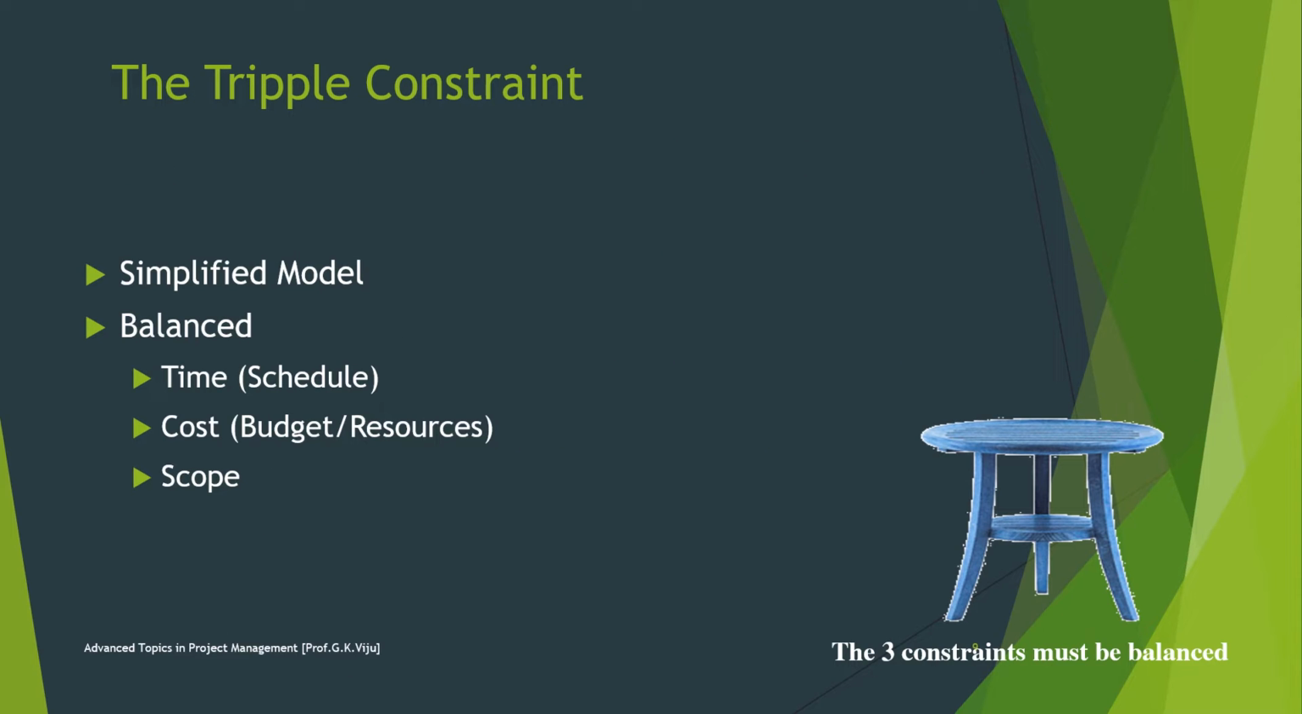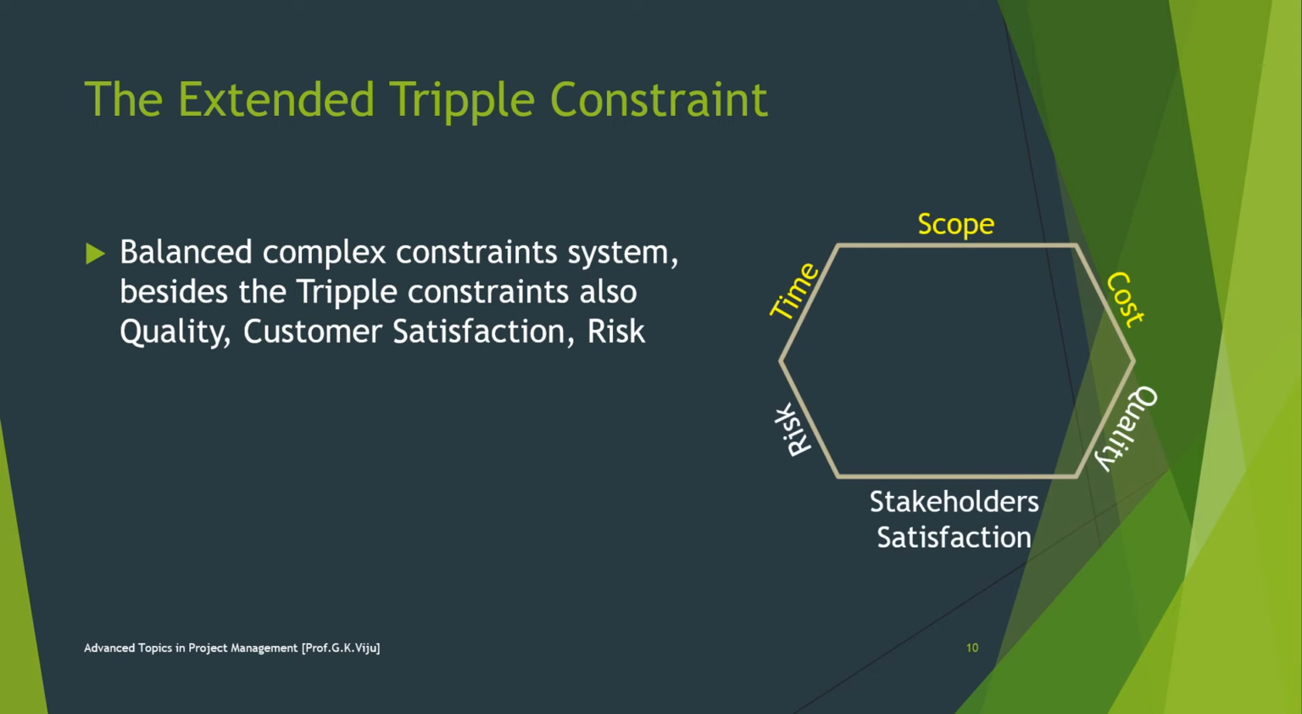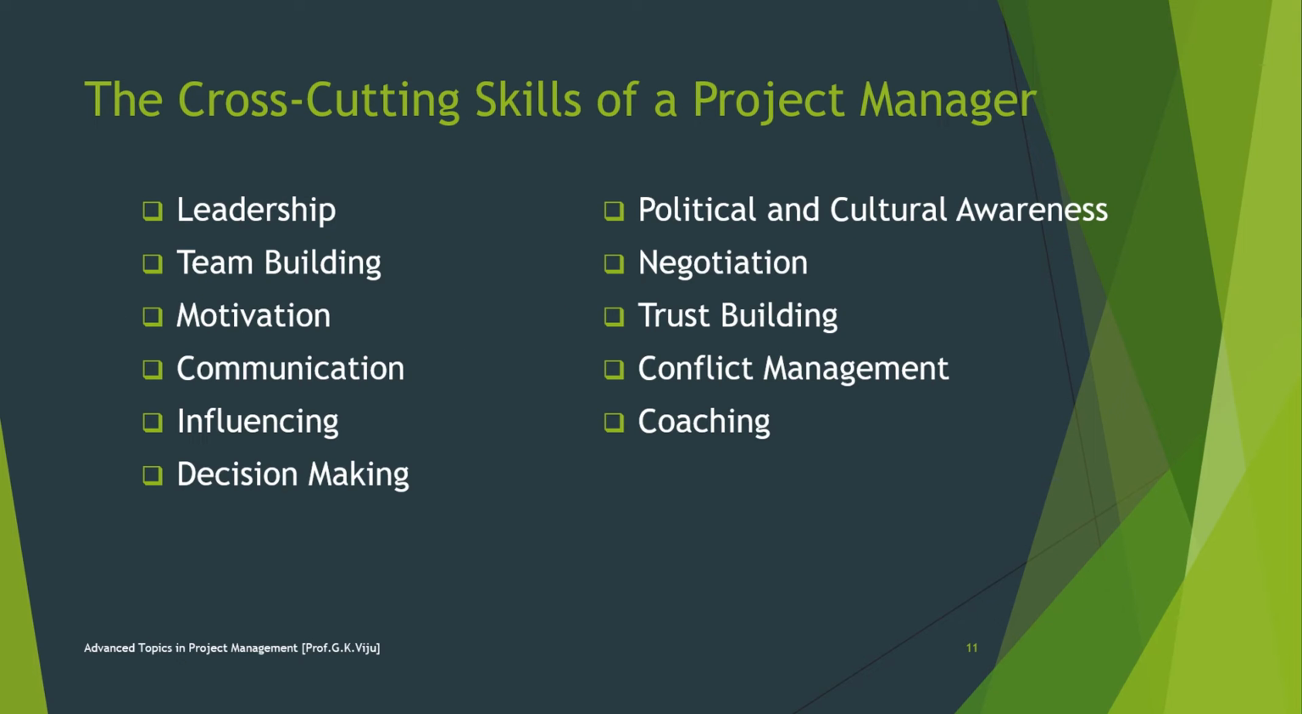In the starting stages of project management, there were only three, a triple constraint. Then two more constraints were added. This triple constraint is considered the simplest model. It's like time, cost, and scope. Then it was extended by quality, risk, and stakeholder satisfaction, customer satisfaction.